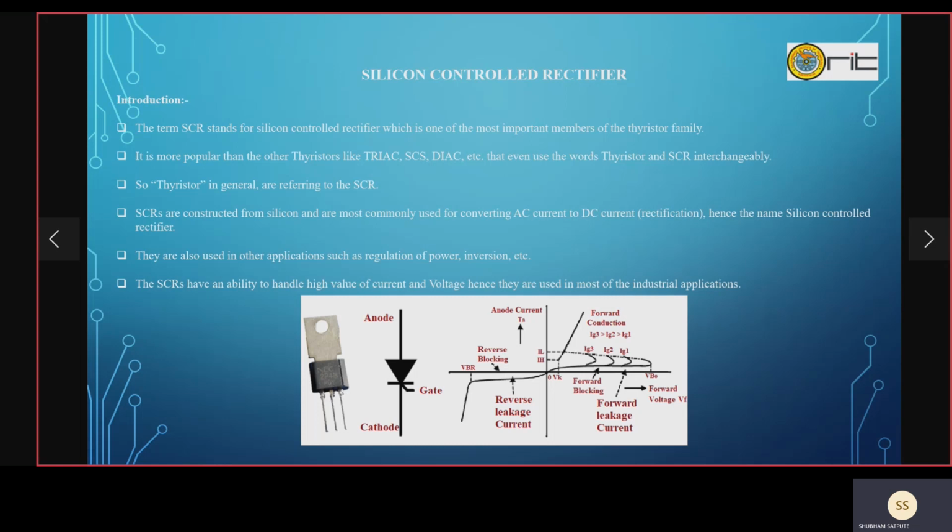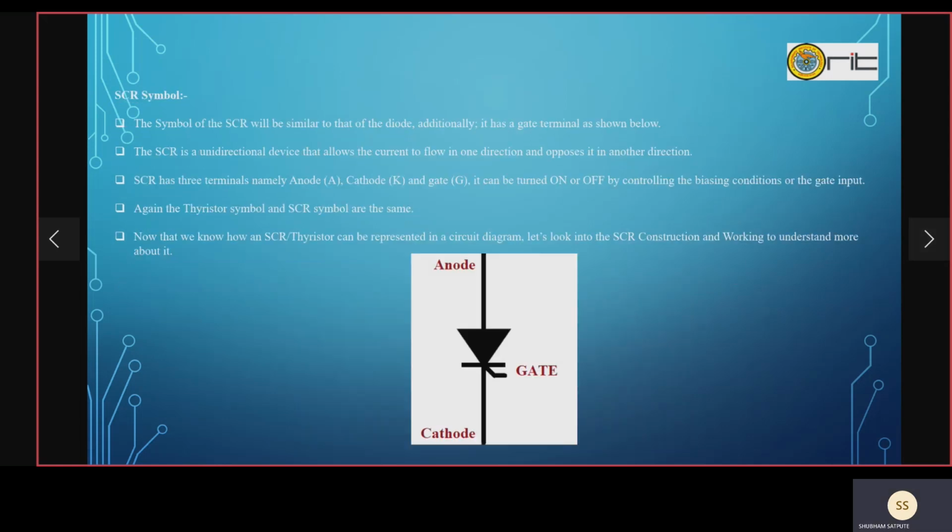Below is the image of the SCR symbol. The symbol of SCR is similar to that of the diode. Additionally, it has a gate terminal as shown below. The SCR is a unidirectional device that allows the current to flow in one direction and opposes it in the other direction. SCR has three terminals, namely anode, cathode, and gate. It can be turned on and off by controlling the biasing conditions or the gate input. Again, the thyristor symbol and SCR symbol are the same.